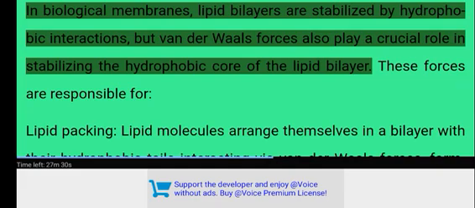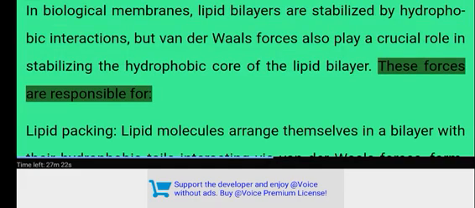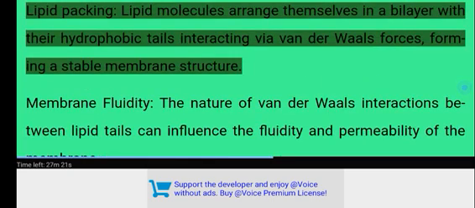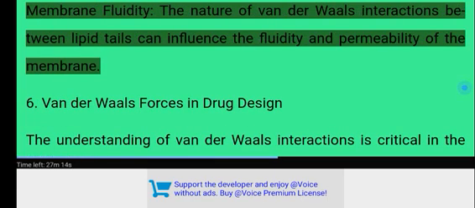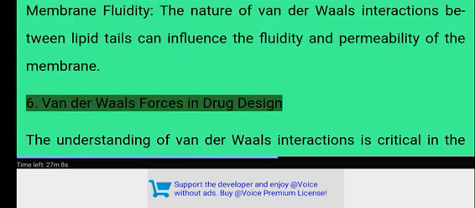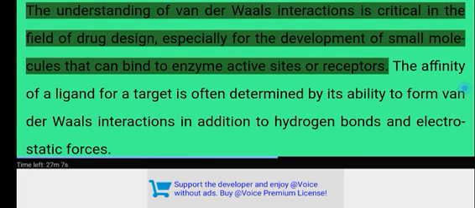In biological membranes, lipid bilayers are stabilized by hydrophobic interactions, but van der Waals forces also play a crucial role in stabilizing the hydrophobic core of the lipid bilayer. These forces are responsible for lipid packing. Lipid molecules arrange themselves in a bilayer with their hydrophobic tails interacting via van der Waals forces, forming a stable membrane structure. Membrane fluidity. The nature of van der Waals interactions between lipid tails can influence the fluidity and permeability of the membrane.